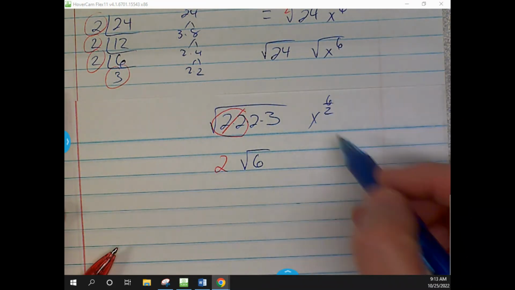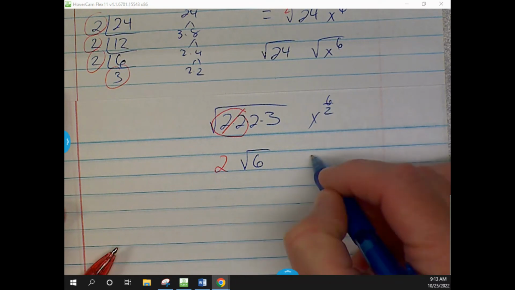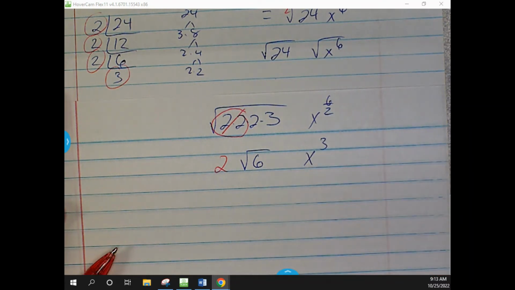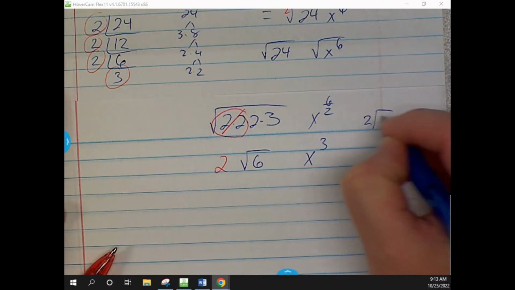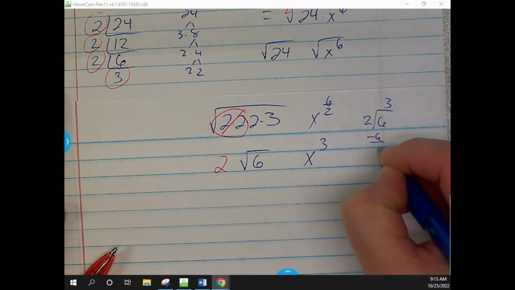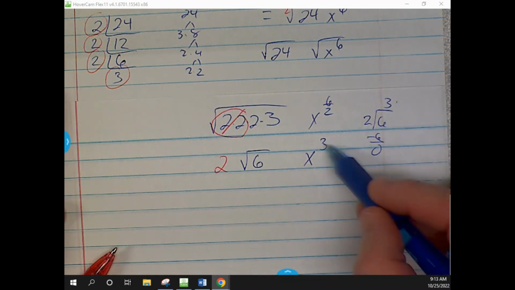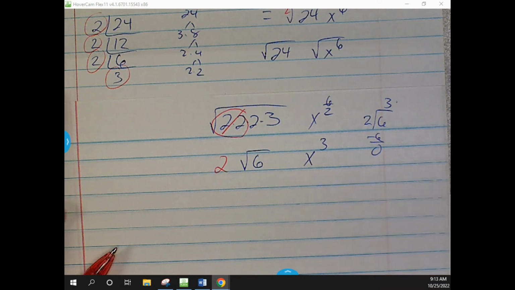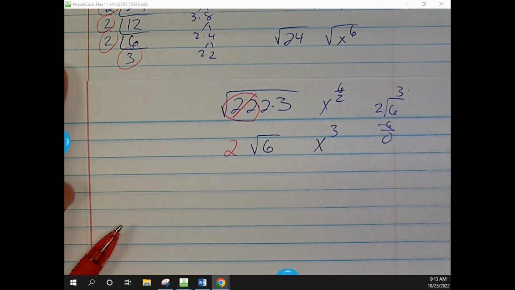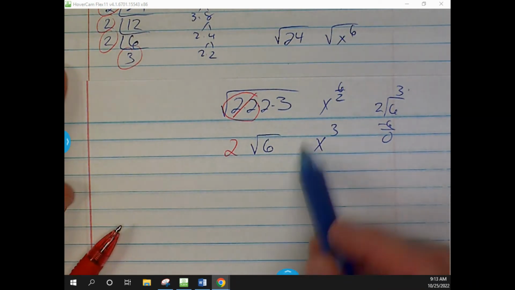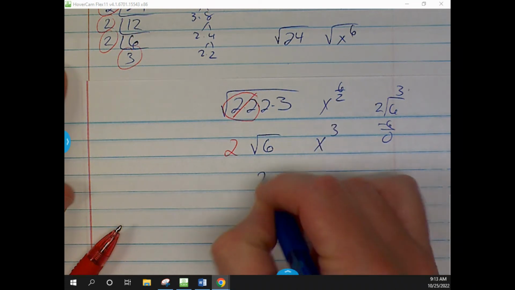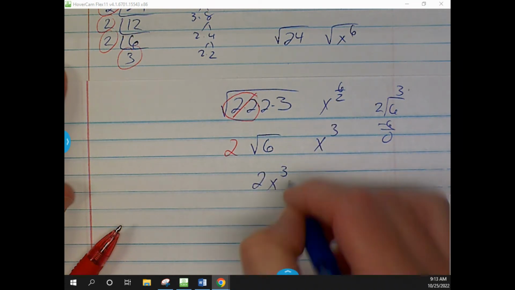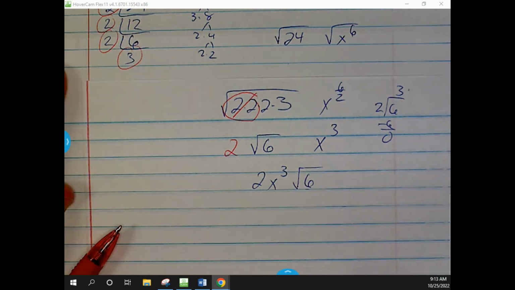Okay, and then this one works out nicely because 6 divided by 2 is 3, right? So if you divide 2 into 6, it'll go 3 times with no left over. So we know there's 3 x's that's going out. There are no x's left over on the inside, so it's just x to the third. So now that was just a matter of cleaning this up. This x to the third is on the outside. So really this answer is 2x to the third squared root of 6.